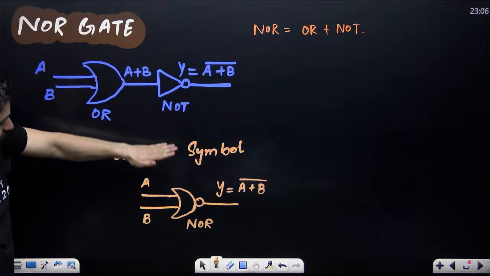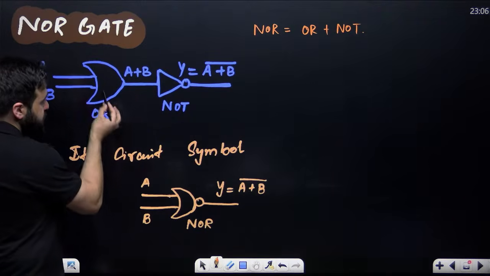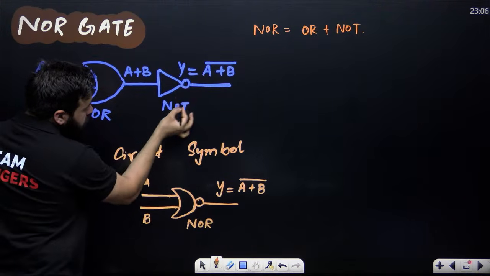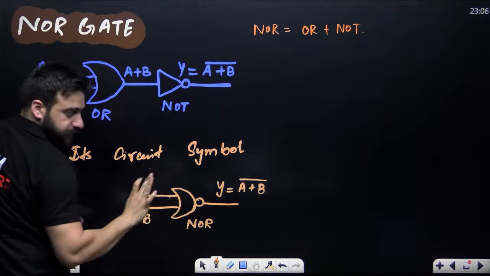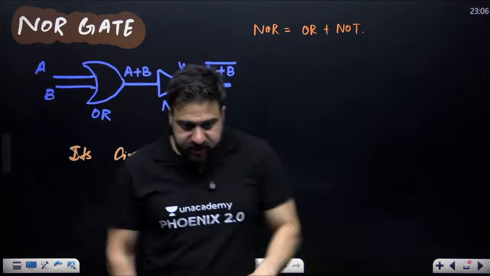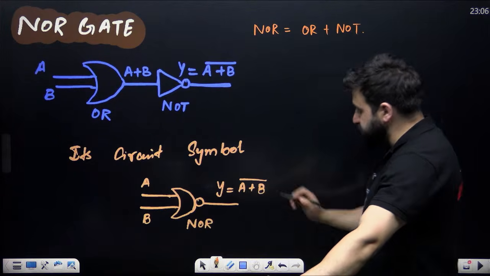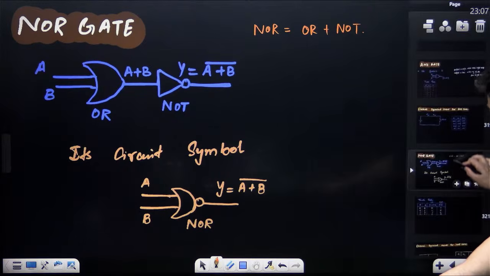So you can directly make the circuit symbol something like this. Instead of this NOT, you'll be putting just the bubble. That's it. This is the symbol. And this is the Boolean expression: Y is equal to (A plus B) bar.